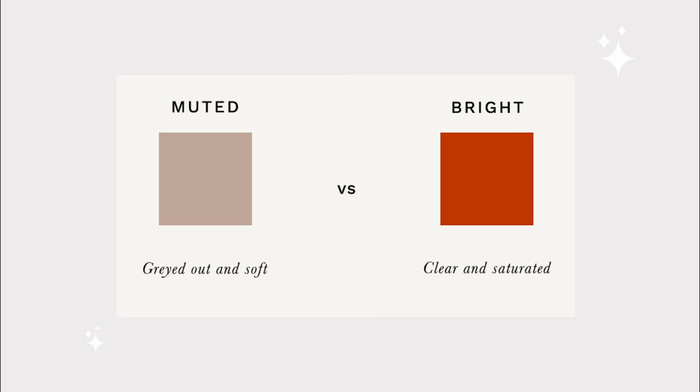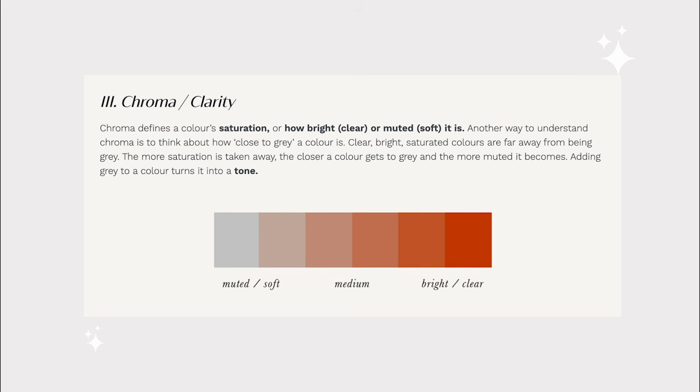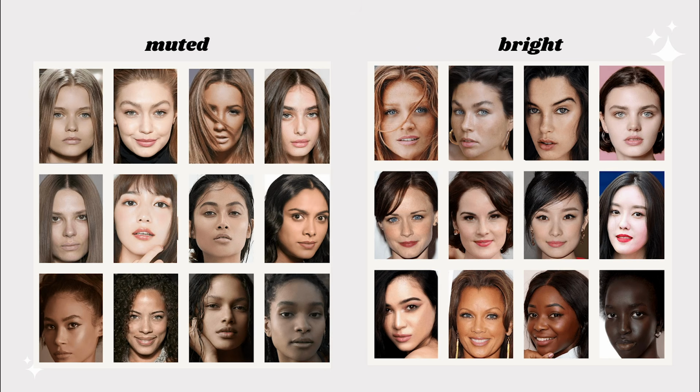Let's move on to chroma. Chroma will be muted versus bright. So the question here is whether your coloring is highly saturated and contrasted, so bright, or very grayed out and blended, muted. If you cannot clearly identify with one of these two characteristics, chroma will be your tertiary color dimension.